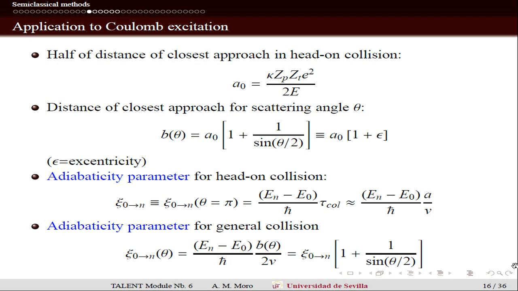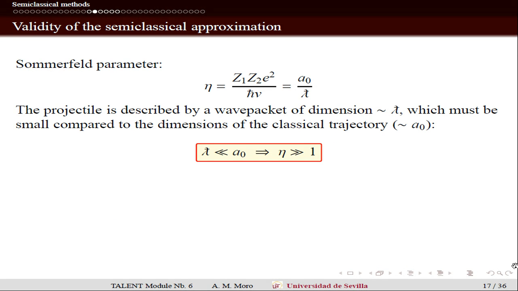Okay? So these are just some definitions that are useful for the specific context of Coulomb excitation. The validity of the semi-classical approximation. So remember the definition of this Sommerfeld parameter that appears also in the quantum mechanical picture. Remember, for example, that our Coulomb functions f and g, from the first days, depend on this Sommerfeld parameter, this eta parameter. It was defined in this way.